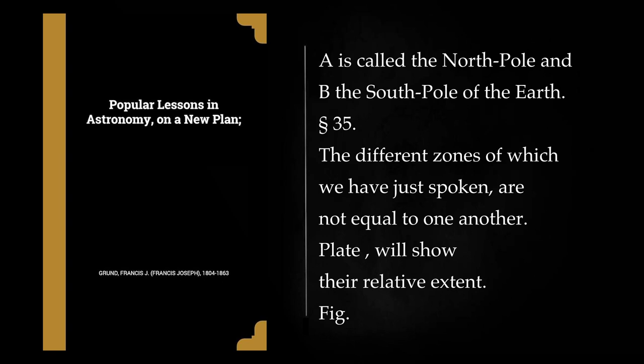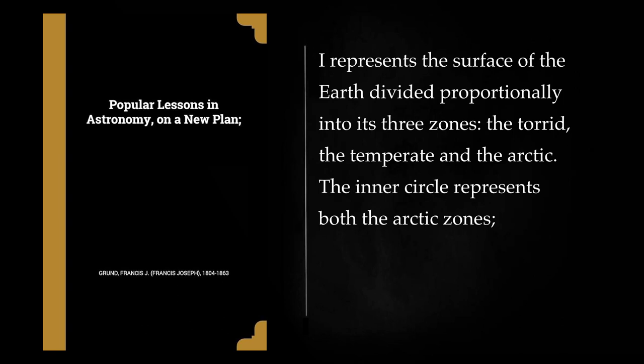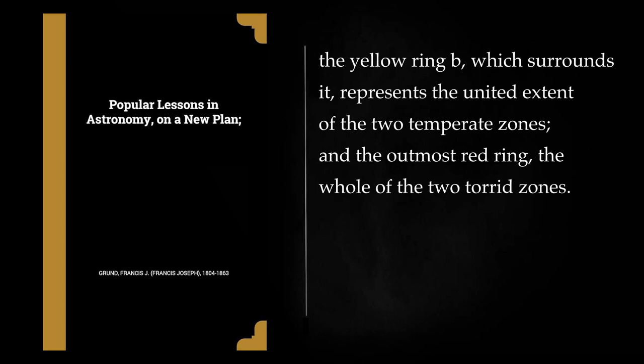Plate will show their relative extent. Fig. 1 represents the surface of the Earth divided proportionally into its three zones, the torrid, the temperate, and the Arctic. The inner circle represents both the Arctic zones. The yellow ring B, which surrounds it, represents the united extent of the two temperate zones, and the outmost red ring, the whole of the two torrid zones.